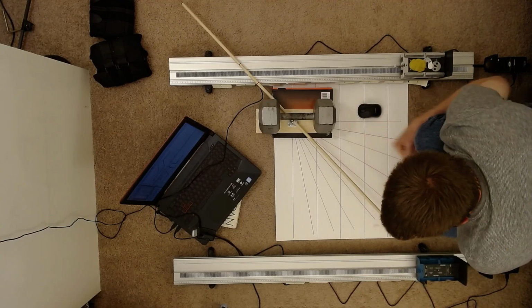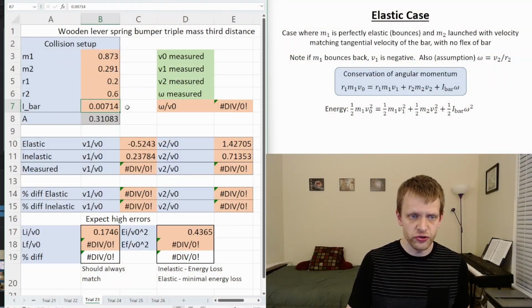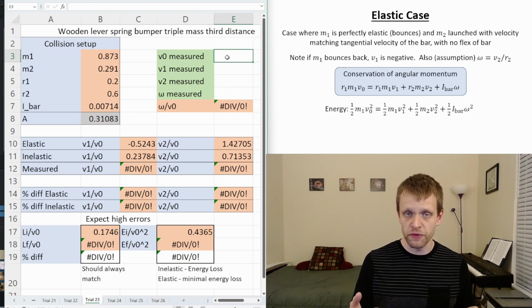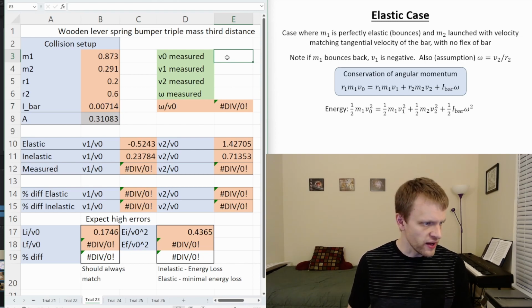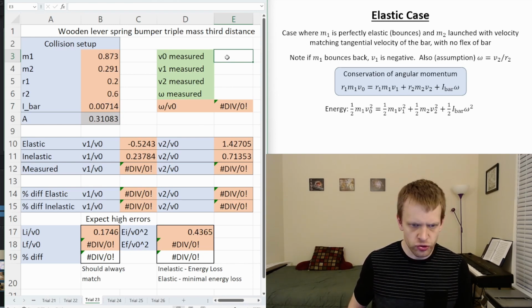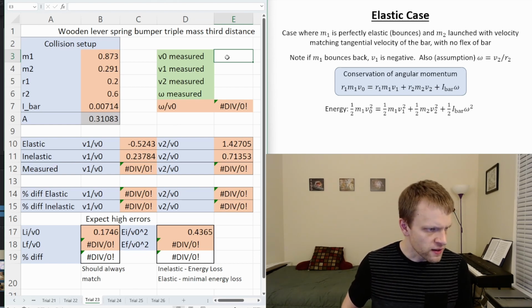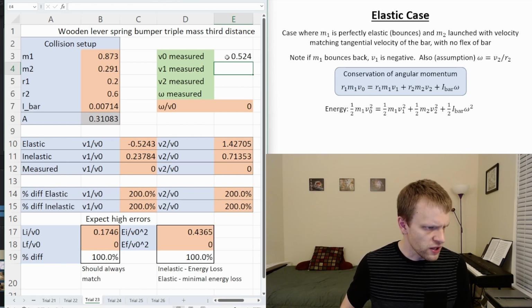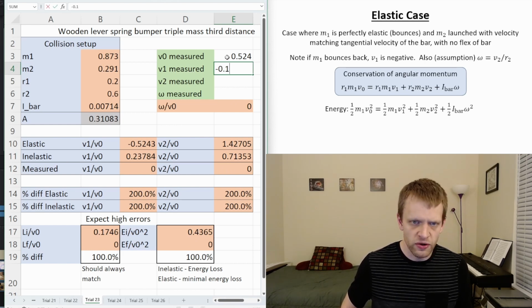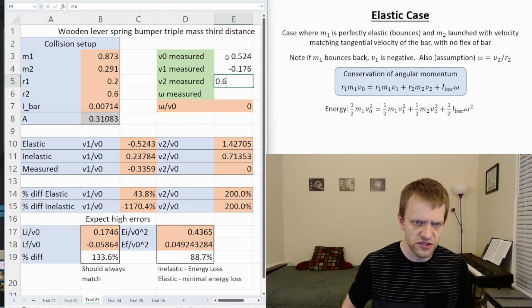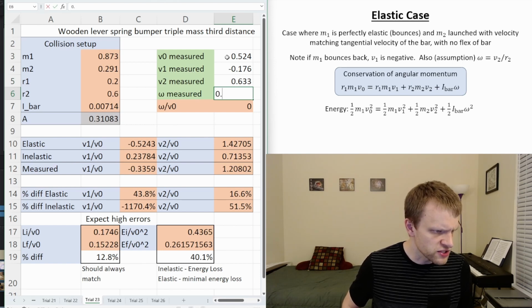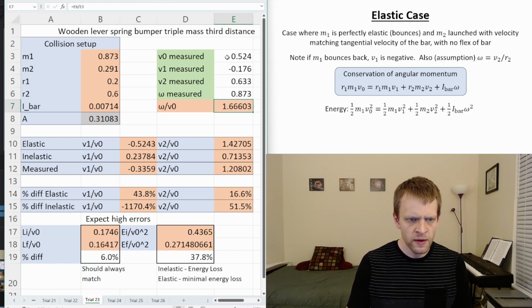with the angular momentum. Okay, we're still using the wooden bar, so we're still using that moment of inertia, but now we've got triple the mass at 1/3 the distance, and let's go through some of our trials. So trial 23, initial velocity was 0.524 meters per second. Velocity of cart 1 after is negative 0.176 meters per second. Velocity 2 after is 0.633. And our angular velocity for that case is 0.873.